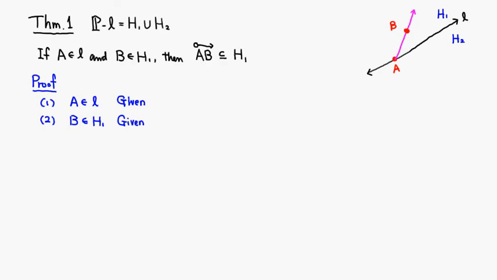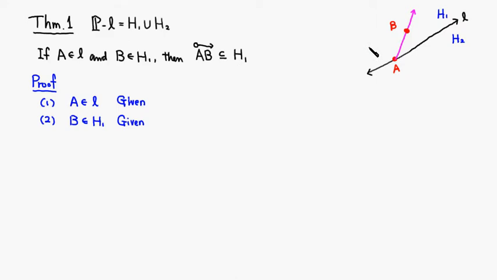All right, let's look at Theorem 1. Let's say H1 and H2 are half planes determined by line L. It says that if A is a point on the line L and B is a point in half plane H1, then open ray AB is going to be contained entirely inside H1. Right? So let's prove that.